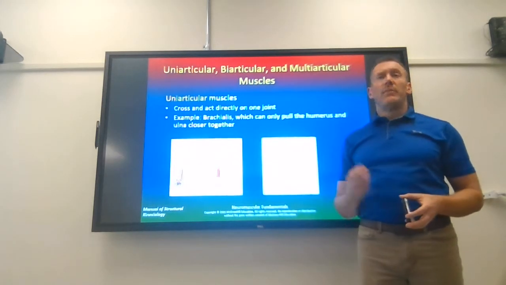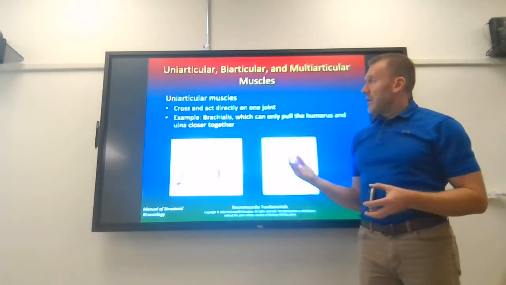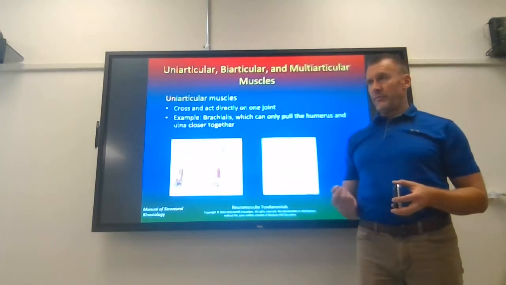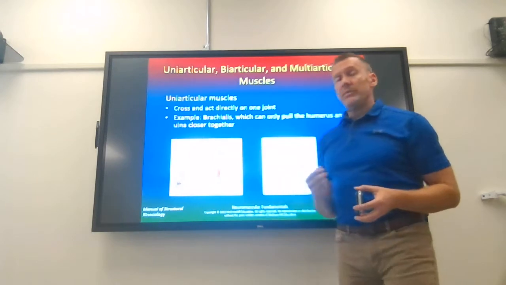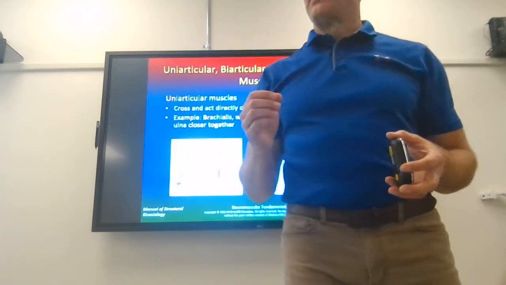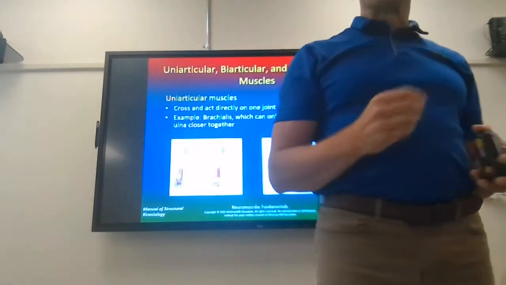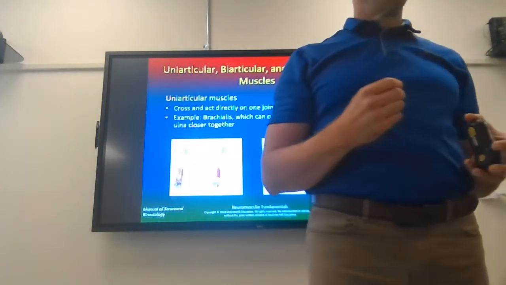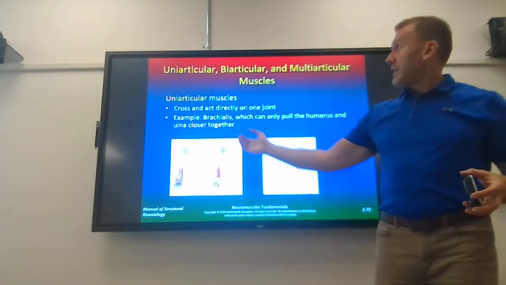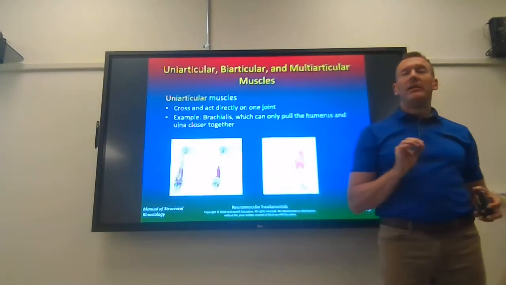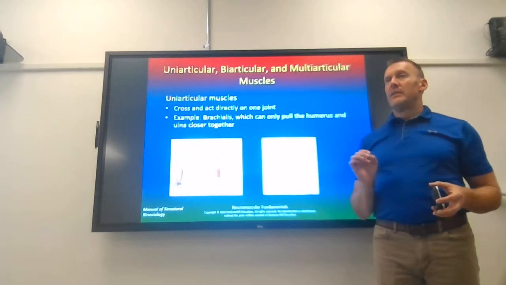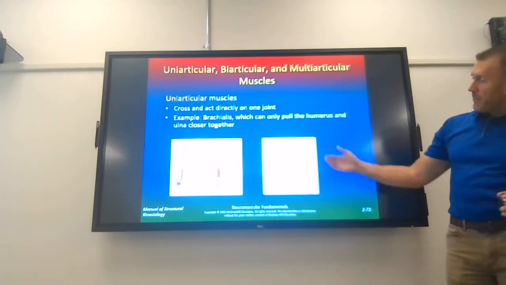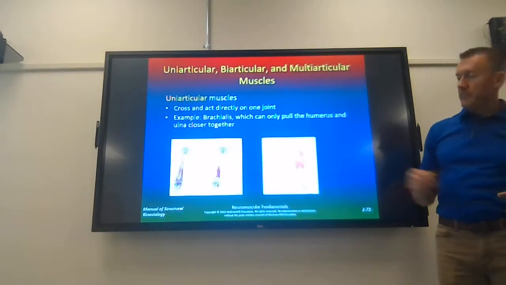Brachialis is deep to the biceps brachii, and it's oftentimes called the true flexor of the elbow. The biceps is a multi-articular muscle. It acts on the shoulder, it acts on the elbow, and it also acts on the proximal radioulnar joint. The brachialis, in contrast, has one job, and that's to flex the elbow. So it's uniarticular.